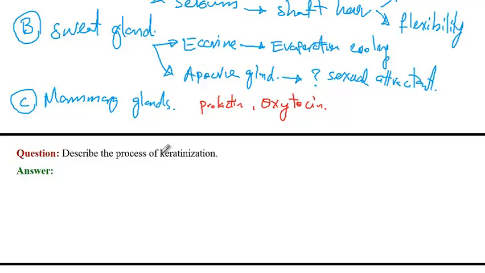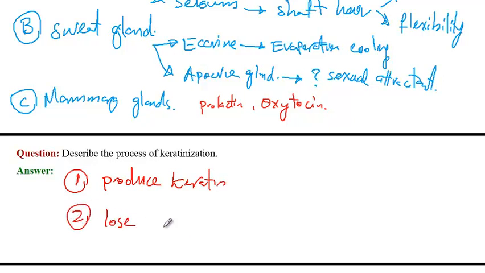As they are going through this process, they would undergo two changes. One, they continue to produce keratin, and second, they would lose their nucleus and other organelles. Basically, they would die, and this happens in the stratum granulosum.